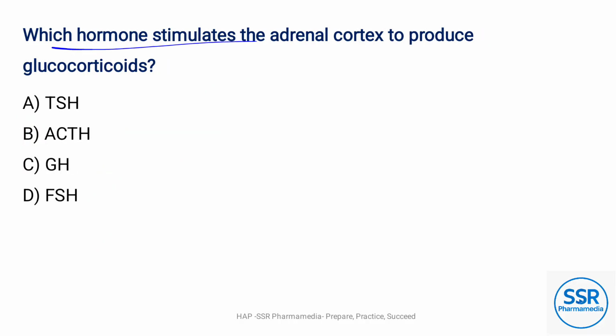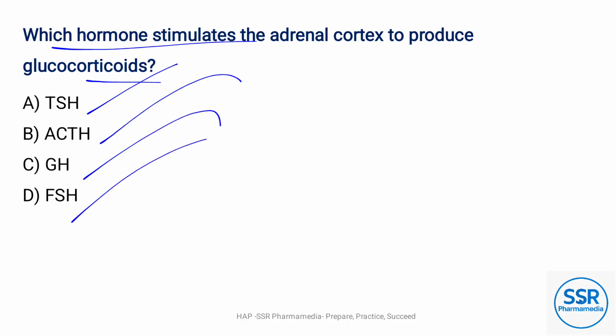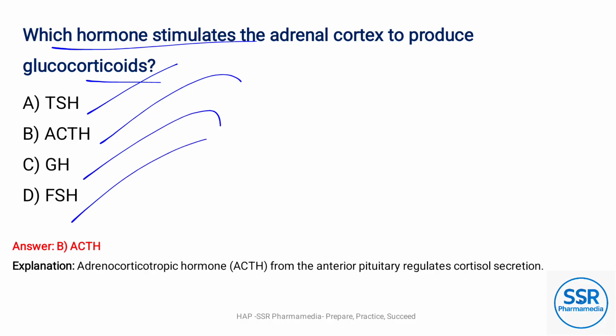Which hormone stimulates the adrenal cortex to produce glucocorticoids? Option A, STH, option B, ACTH, option C, GH, option D, FSH. So the answer is option B. ACTH, adrenocorticotropic hormone from the anterior pituitary, regulates cortisol secretion.